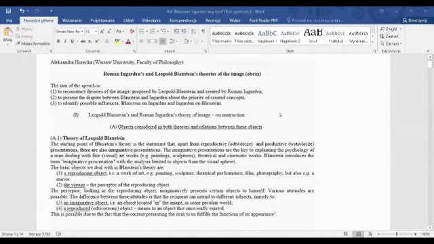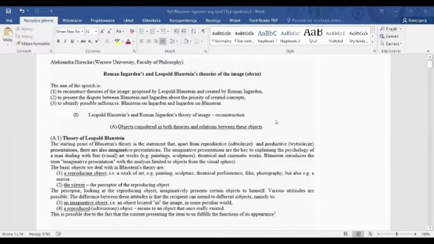First, objects considered in both theories and relationships between these objects. In the theory of Leopold Blaustein, we have the starting point. It is a statement that apart from reproductive and productive presentation, there are also imaginative presentations. The imaginative presentations are the key to explaining the psychology of a man dealing with fine art works, theatrical and cinematic works. Blaustein introduces the term imaginative presentation with the analysis limited to objects from the visual sphere.